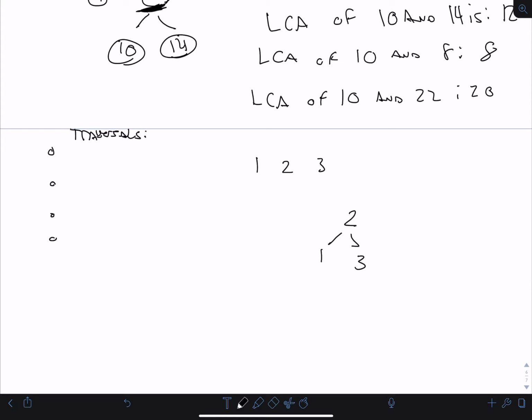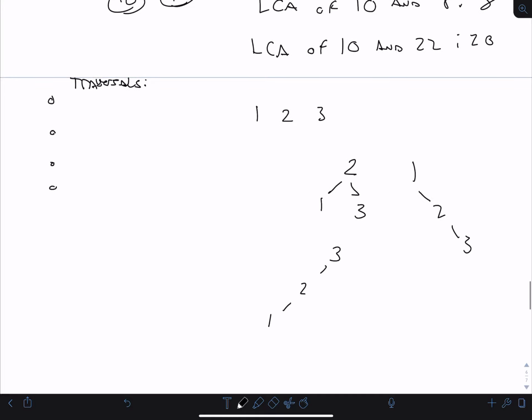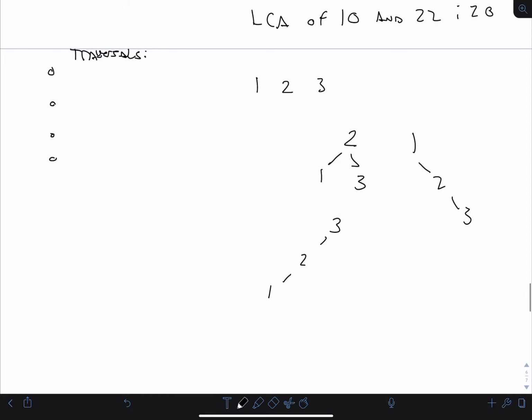Can you guarantee, if I tell you that it's a binary search tree that contains the numbers 1, 2, and 3, that it's going to be that specific style? No, because there can also be 1, 2, 3. There could also be 3, 2, 1. And these are all binary search trees because they're sorted, right? This is, of course, nice because it's balanced, and these are not.